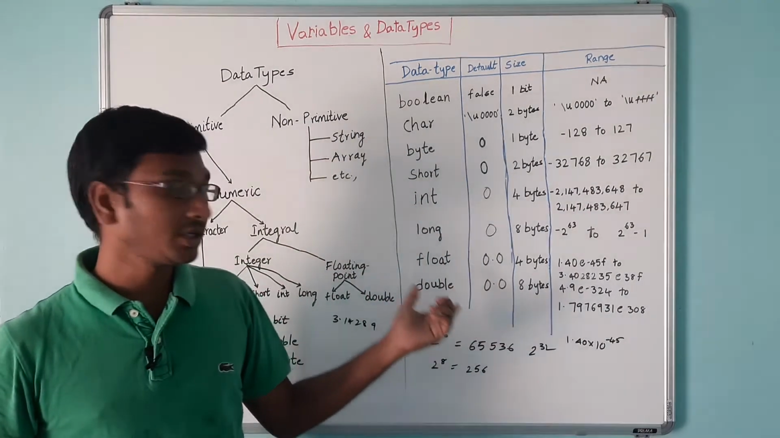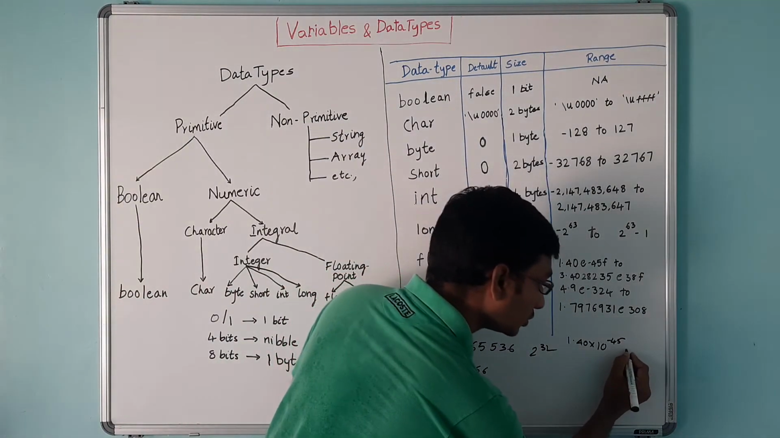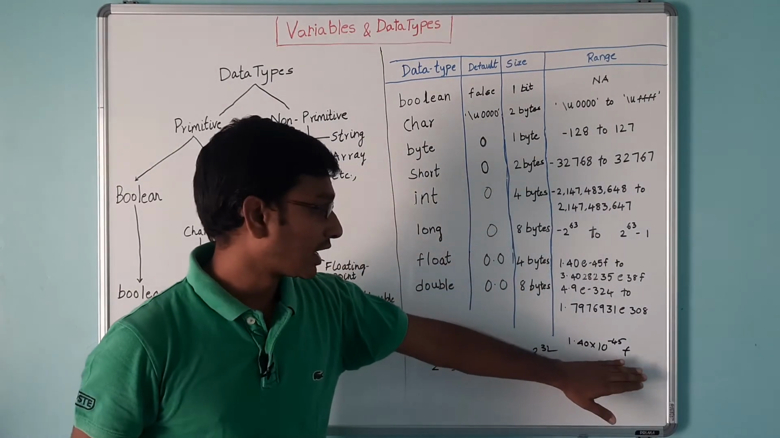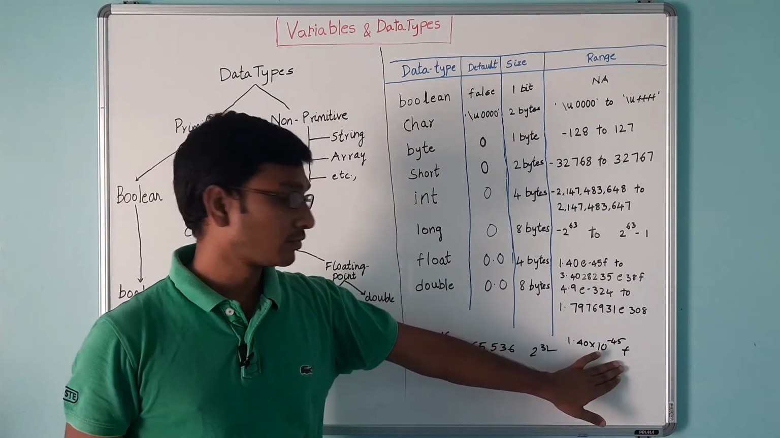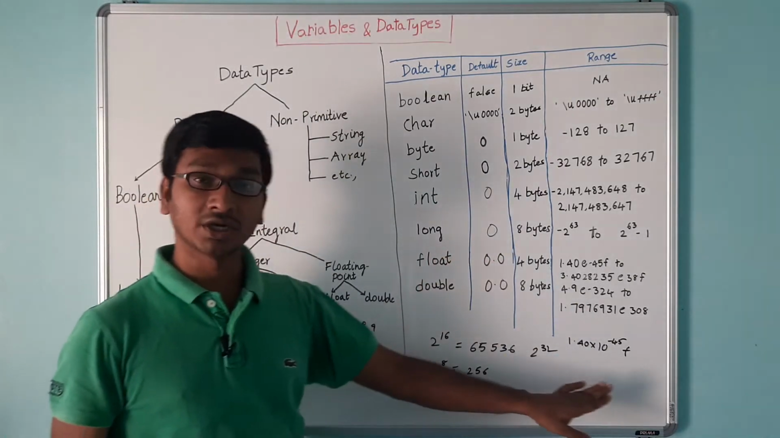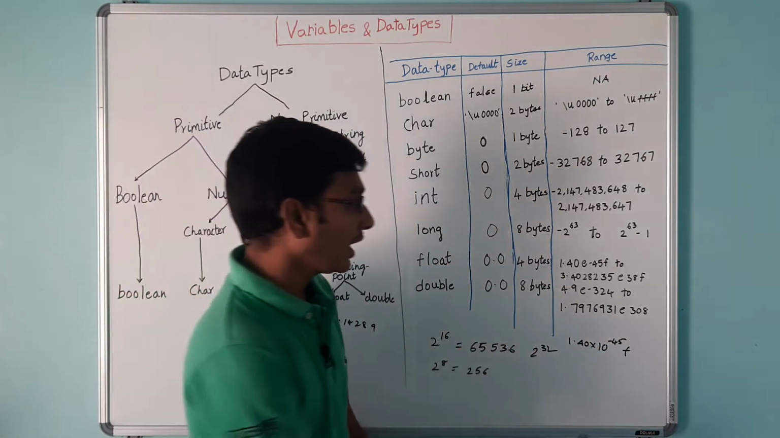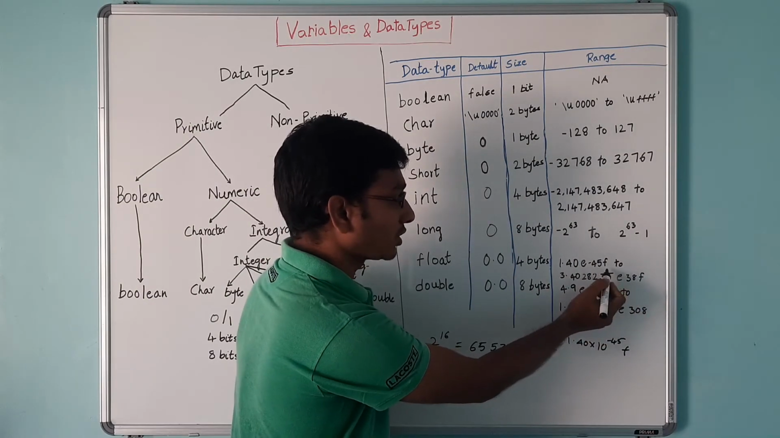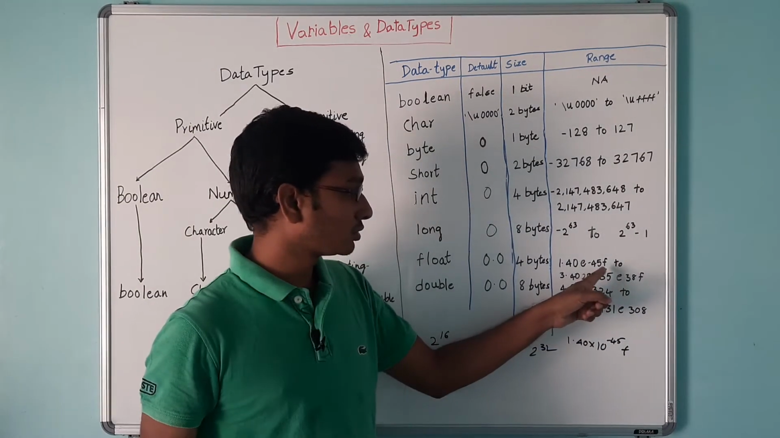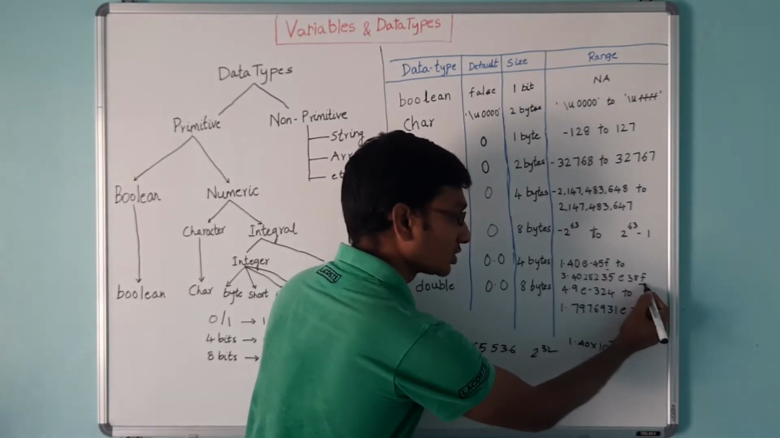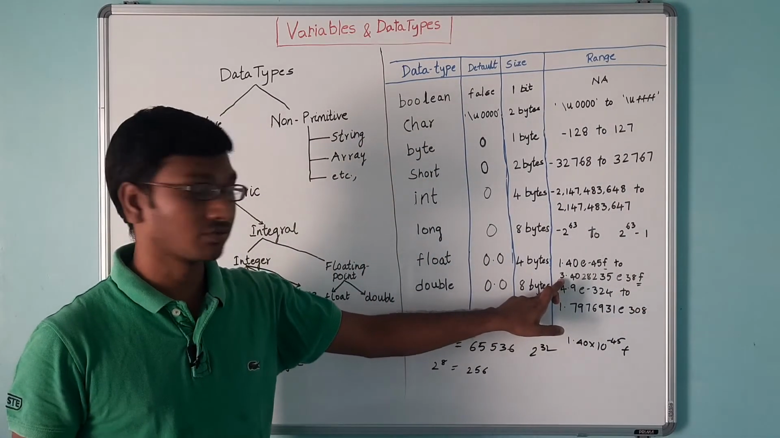Whenever we are representing a float value, we always need to append it with f at the end. Only then will Java consider that as a float value, otherwise it will consider it as a double value. And the range you can see it here, right? So that's the reason I gave the smallest value, you can see it here, and the largest possible value for a float is this one.